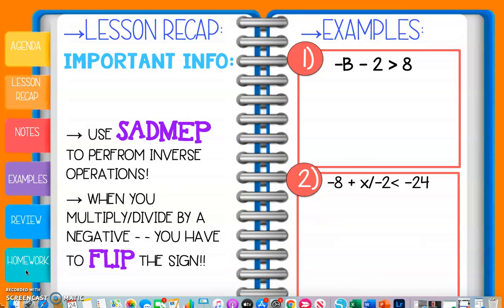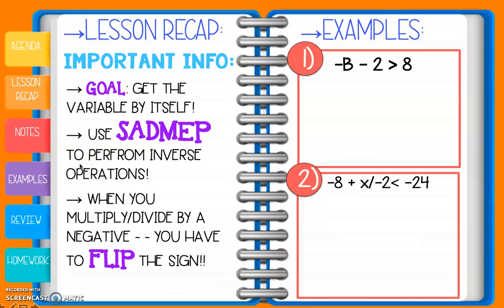Some important info we need to know. First thing is that our goal hasn't changed. Our goal is still to get that variable all by itself. So when we're doing this, we're going to use SADMEP, or the reverse order of operations, to perform inverse operations to get our variable by itself in a two-step format. Also, remember from last week, when you multiply or divide by a negative, you flip the inequality symbol.